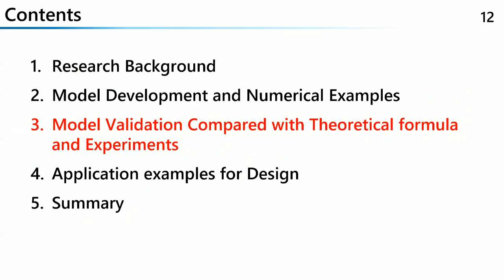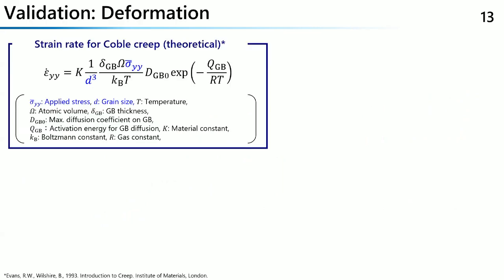So I will move to the model validation compared with theoretical formula and experiments. First part is a validation for the deformation. So for copper creep, we know some theoretical formula of the strain rate as described in this expression. So there are several factors to determine the strain rate. I will show you two of them as a typical example.